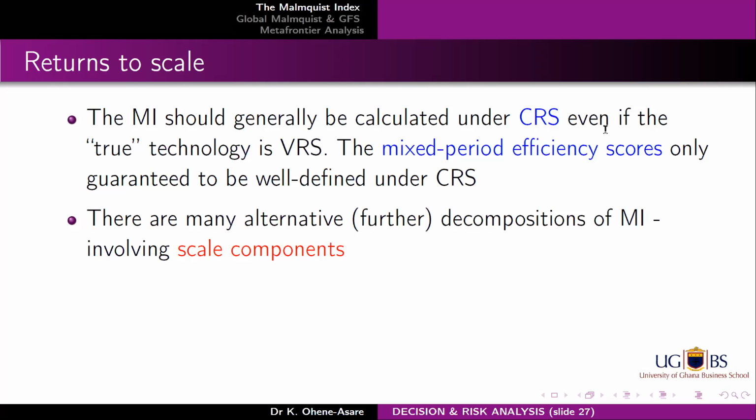Now, the reason why the people that suggested this reasonably suggested that is because if you don't estimate it under CRS, the mixed period efficiency scores, the cross period efficiency scores that you just calculated, are only guaranteed to be well-defined under CRS, not under VRS. They are guaranteed to be well-defined.